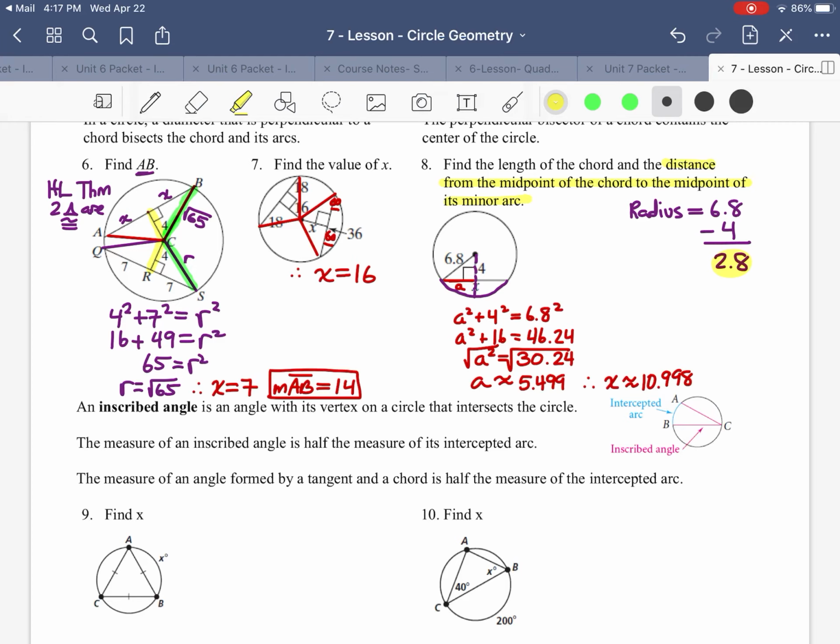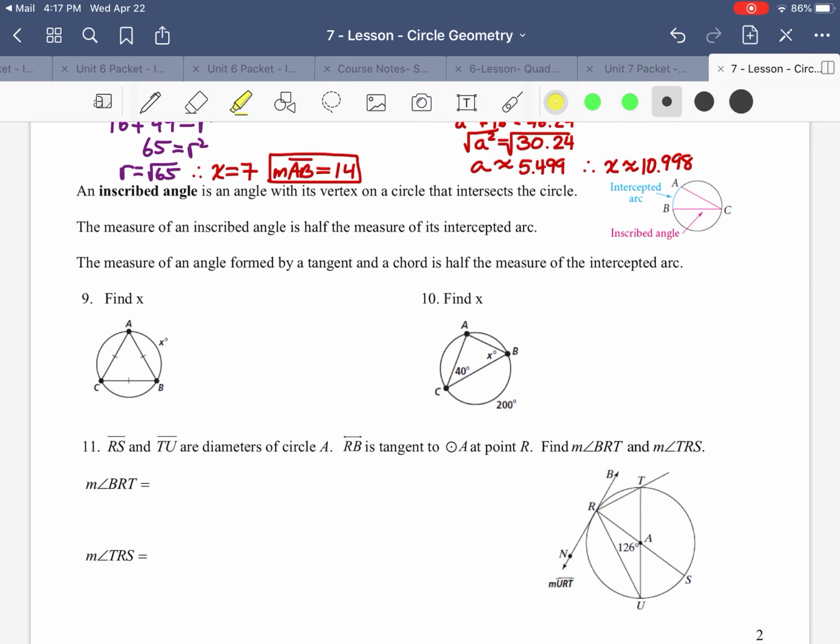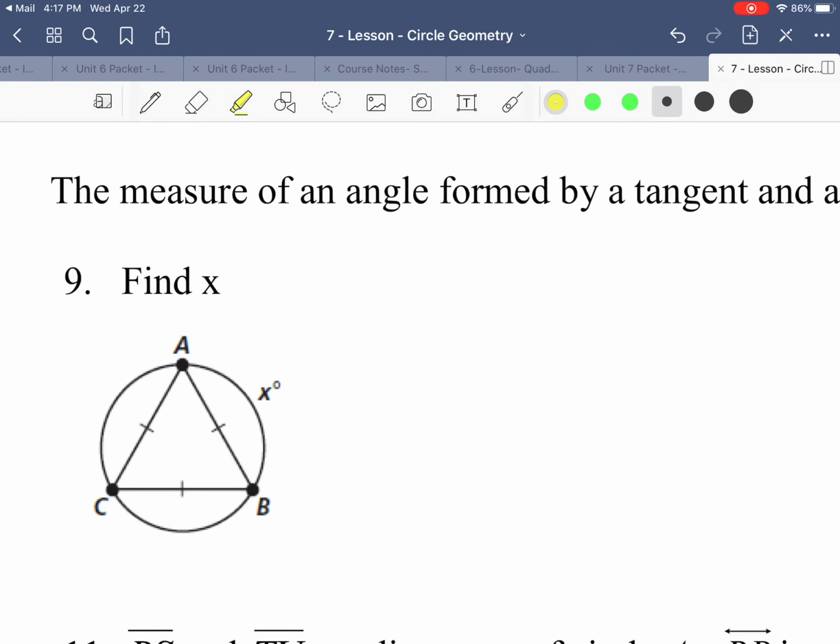So the measure of an inscribed angle is half the measure of the intercepted arc. The measure of an angle formed by a tangent and a chord is half the measure of the intercepted arc. That's because a tangent and a chord create something that ends up being kind of like a facsimile of an inscribed angle. It gets the same point across, gets the same job done. So we'll play around with that a little bit. But when it says find x in number 9, it's like, well, they didn't give us enough information. They actually did. They told us that all sides of this triangle are congruent. If all sides are congruent, then it's equilateral.